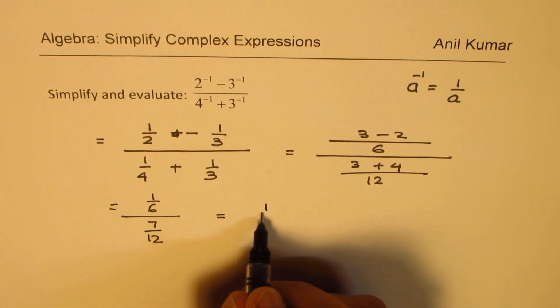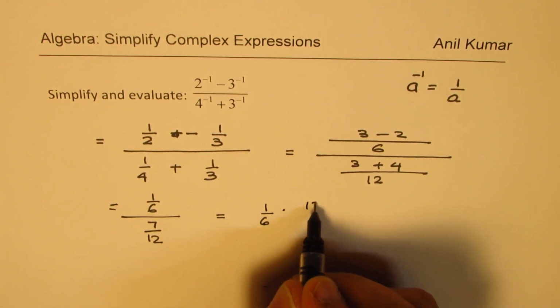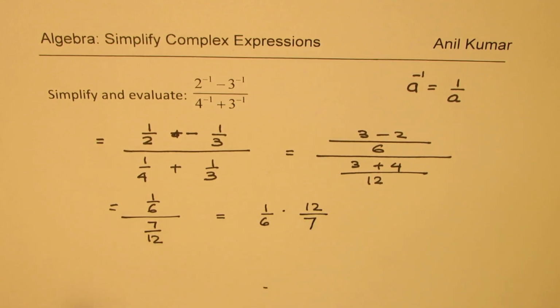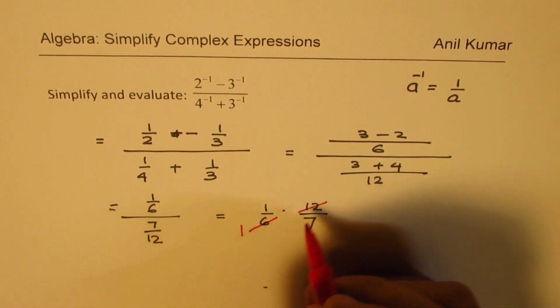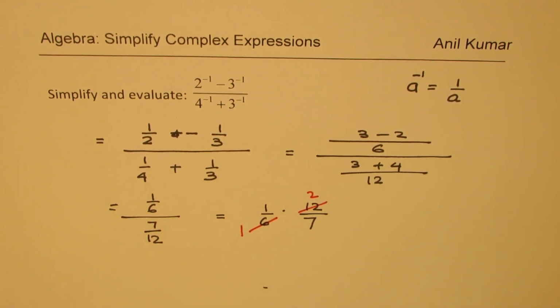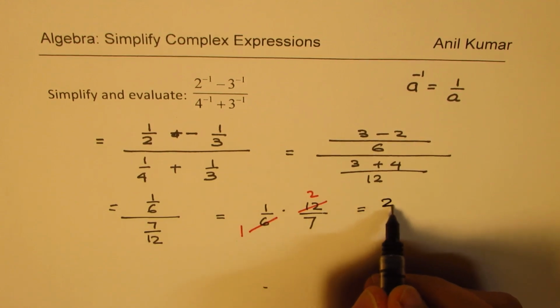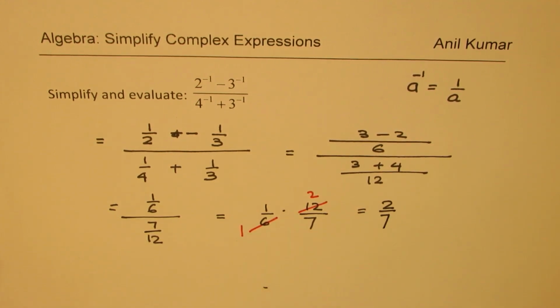Now this could be written as 1 over 6 times 12 over 7, right? So reciprocal of division is multiplication. You could simplify this, cancelling by 6 times 2. So the answer here will be 2 over 7. Is that clear? Perfect. So that is how we are going to do this particular question.